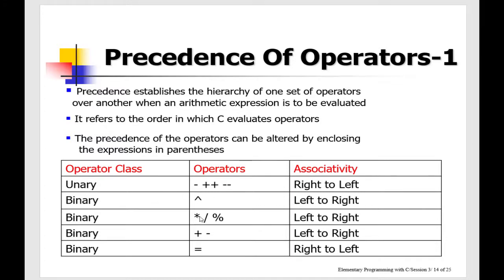Then for the multiplicative, that is the times, divide, and modulus. If you have multiple, then you start from the left moving to the right. For binary plus or minus, that is the additive, their associativity is from left to right. And the assignment, you remember we said this starts from the right moving to the left. Let's look at an example to help us understand this.